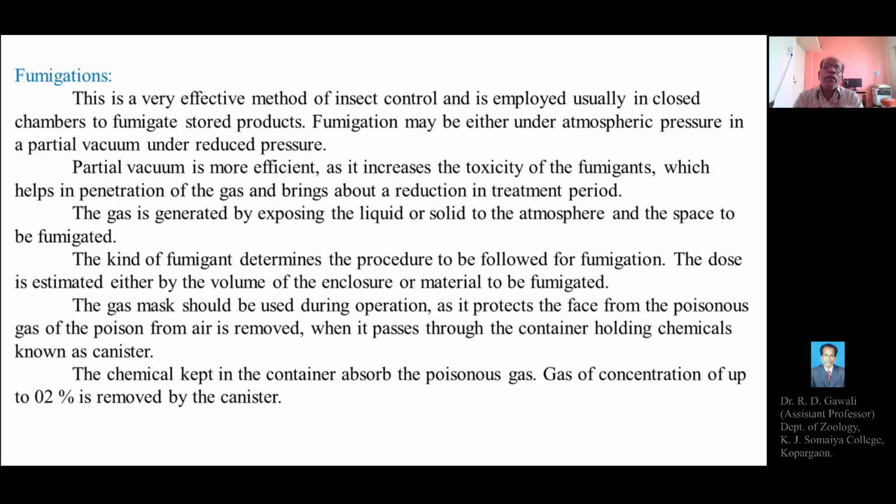And fumigation can be done only in a closed situation. Fumigation can be practiced in the godown or a storehouse or a storage godown or the warehouse, or even we can employ the tent fumigation in case of horticultural crops. In case of horticultural crops, we can employ the fumigation by using the tents which will form a cover all around the horticultural crop or the plant.